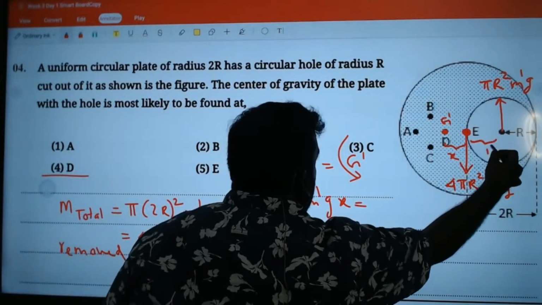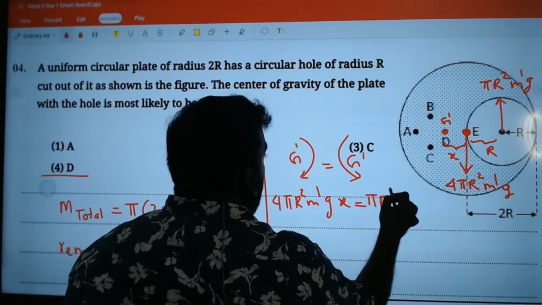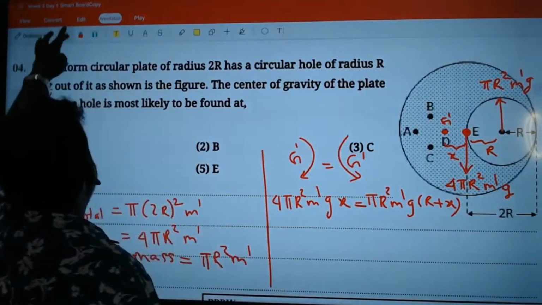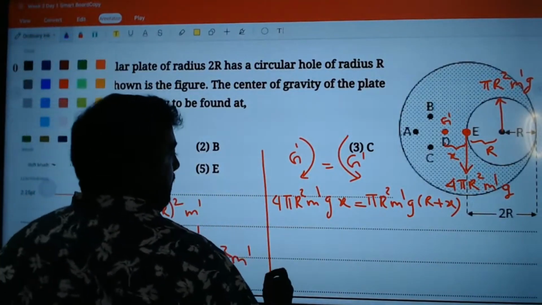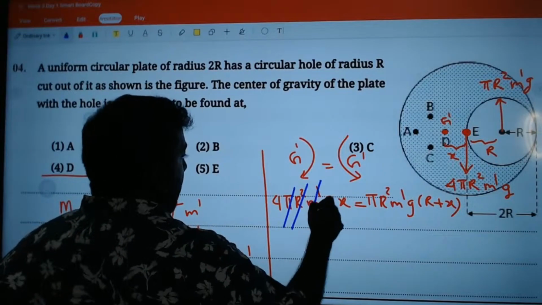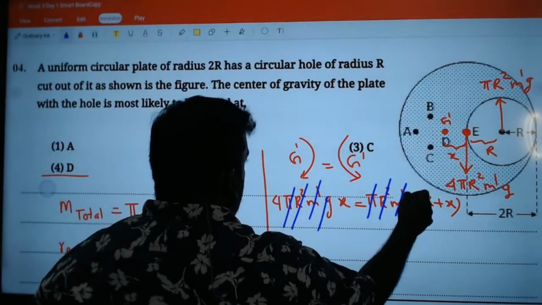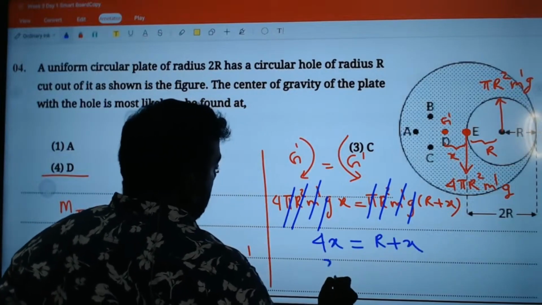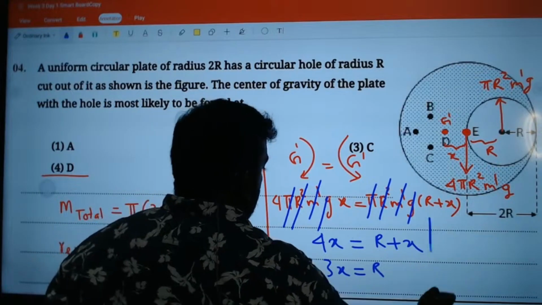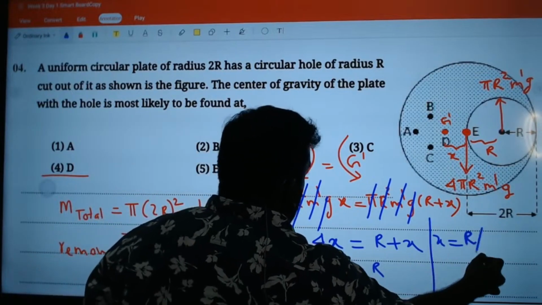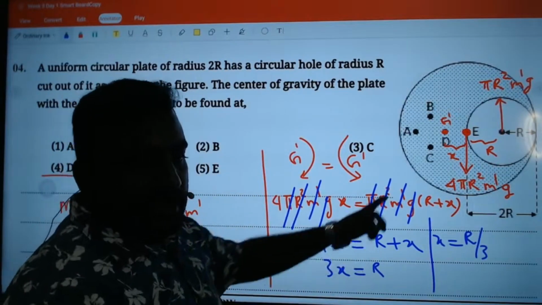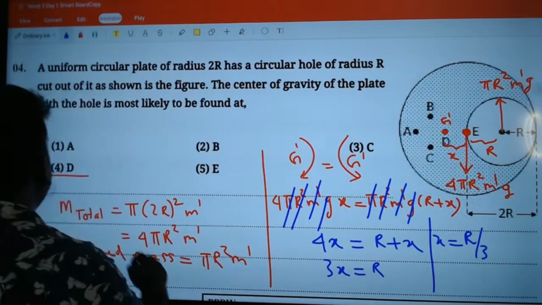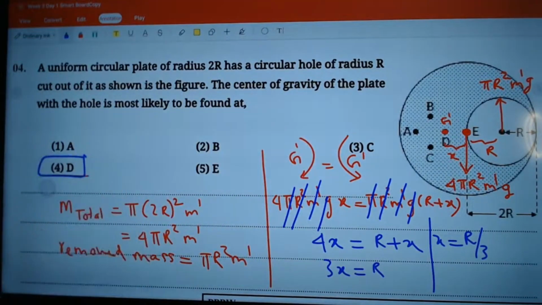Anti-clockwise is r plus x, pi r squared m dash g, r plus x. Yeah, have a look. Simplify it. Pi r squared m dash g. 4x equals r plus x, 3x equals r. X is equal to r divided by 3. So this radius divided by 3 is a very small distance. So the most suitable answer is answer D.